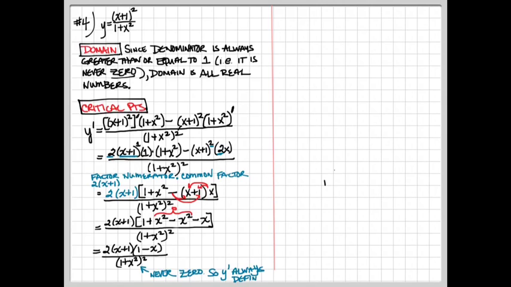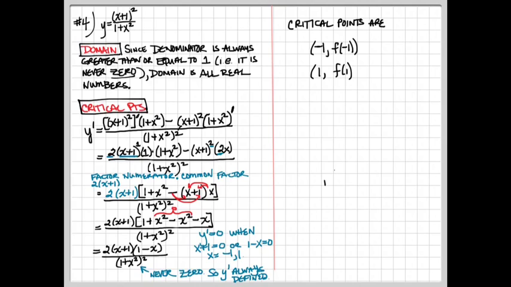Since the denominator is never 0, y prime will always be defined, and to figure out when y prime is 0, we set the numerator equal to 0, and each factor in turn: x plus 1 gives us a solution of negative 1, 1 minus x gives us a solution of 1. We can now determine what the critical points are by plugging in the values negative 1 and 1 into the original function. This gives us critical points of negative 1, 0 and 1, 2. So those are the first 2 important points on our graph.